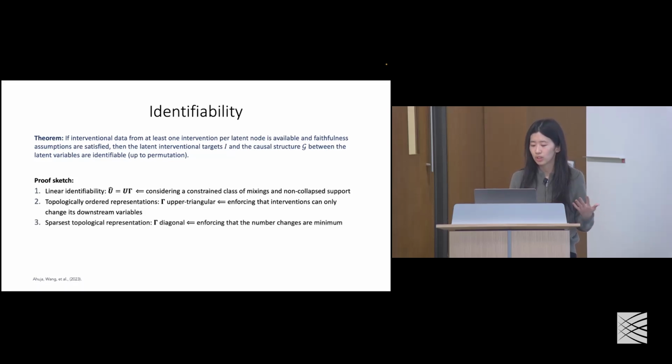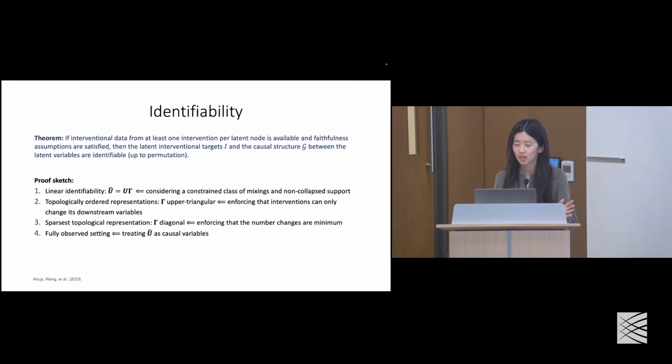And in the third step, inside all this upper triangular gamma, you will try to enforce that the number of changes to your latent variables is minimum. Then you will get a very sparse gamma, which is diagonal. After getting gamma to be diagonal, you basically observe the latent variables up to some affine transformation. And then it's almost equivalent to the fully observed setting, where you can just treat your identified U hat as a causal variable and try to learn the structure between them. So this is a brief summary of the proof sketch.